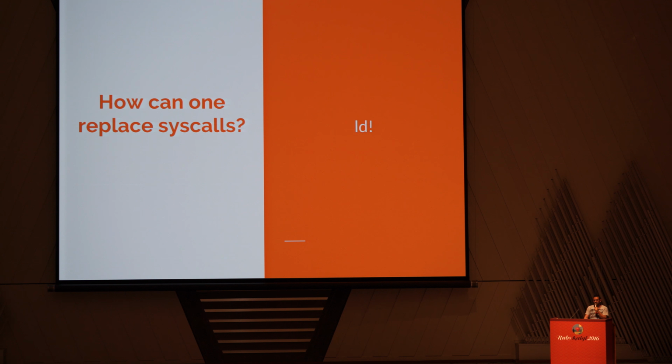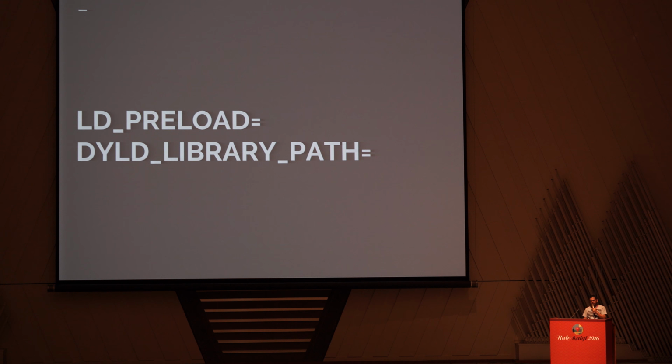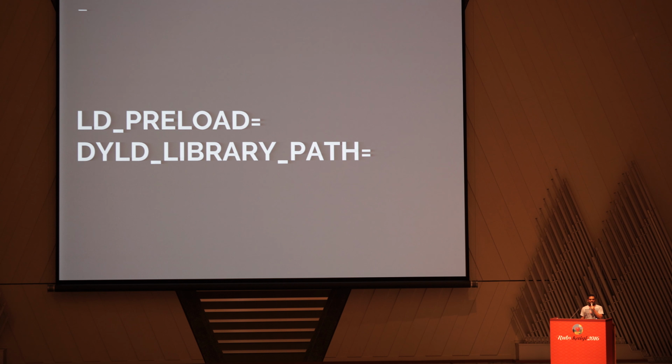So how do we replace system calls? And the answer is actually in LD, the dynamic linker. There is one environment variable on each system. The first one, LD_PRELOAD on Linux, and the other one, DYLD_LIBRARY_PATH on OS X, on macOS. And if you set them to something, like a shared library, you can hijack the system calls. So it's pretty much a renowned way of doing that.